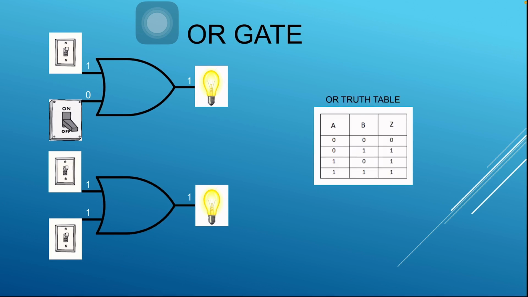So here is the OR truth table. Just like I said earlier, if we put 0 for A and 0 for B, then the output will be 0. If we put 0 for A and 1 for B, then the output will be 1. If we put 1 for A and 0 for B, then the output will be 1. And if we put 1 for both A and B, then the output will be 1. So that's how the OR gate works.